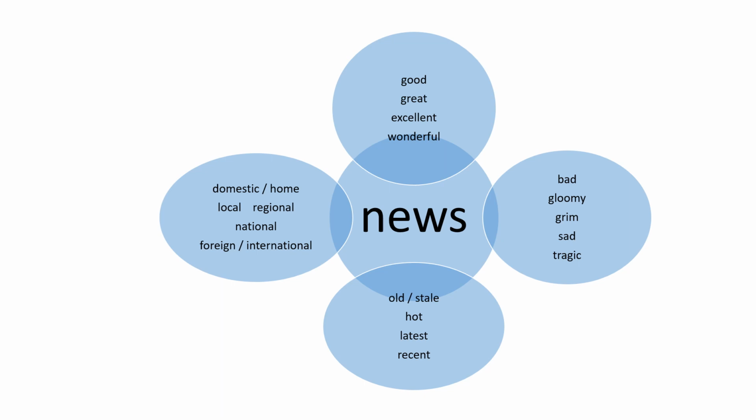News can also be old or stale. It can be hot, like breaking news, latest, or recent. And finally, when we talk about types of news, depending on what it refers to, the news can be domestic or home, local or regional, national, and finally foreign or international.